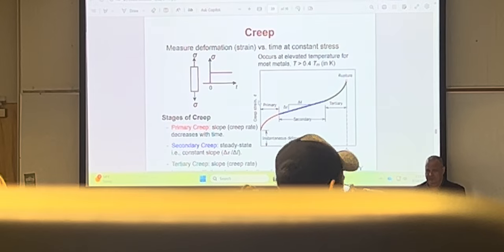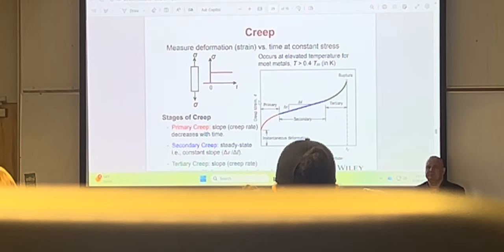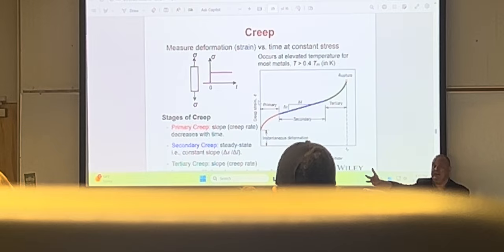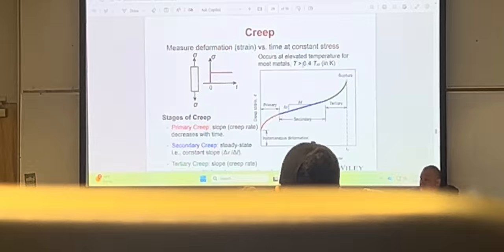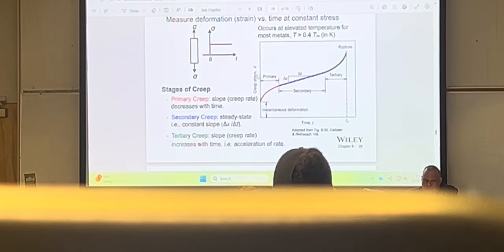Another failure mechanism is called creep. Creep is associated with high temperature. The way it works is we take a sample, we put dead weight on it, and we heat up the sample. So creep is associated with high temperature deformation, roughly more than 40% of the melting temperature. If we look at the creep strain for deformation versus time, there are three regions: primary, secondary, and tertiary creep.